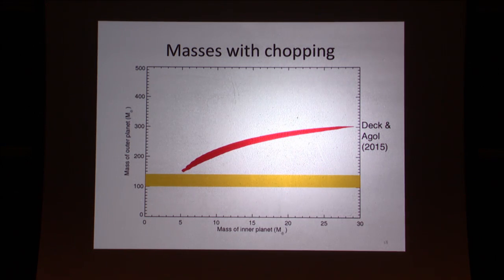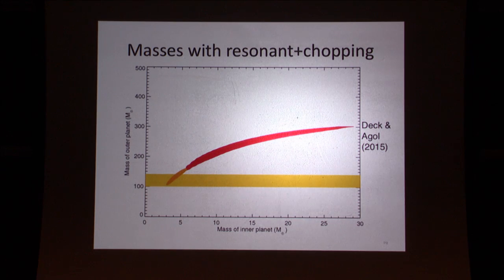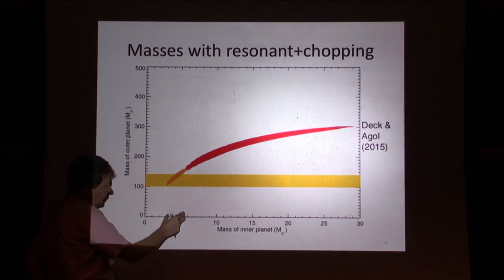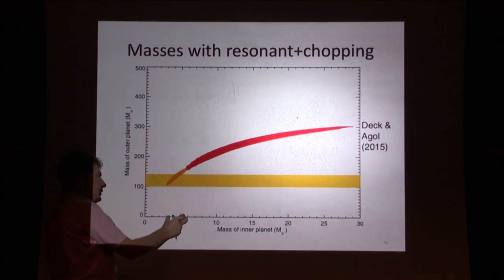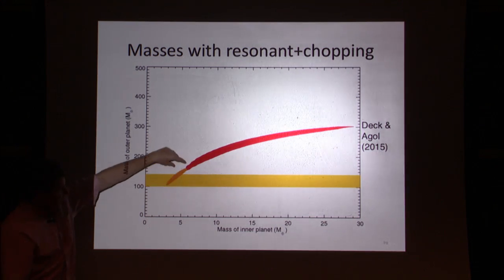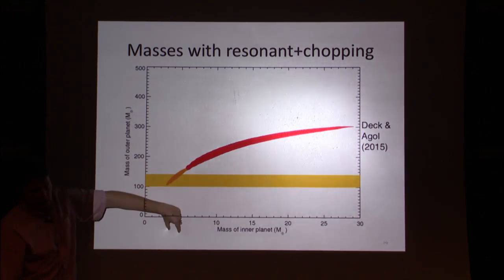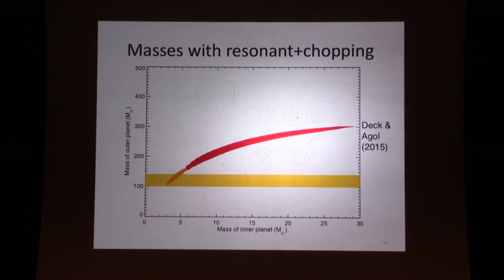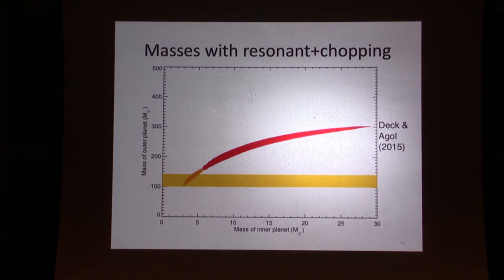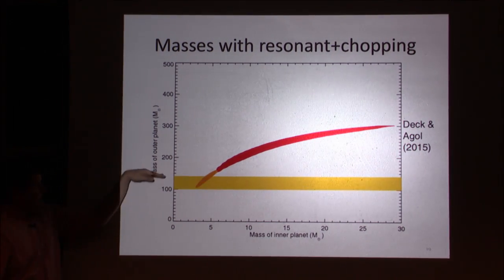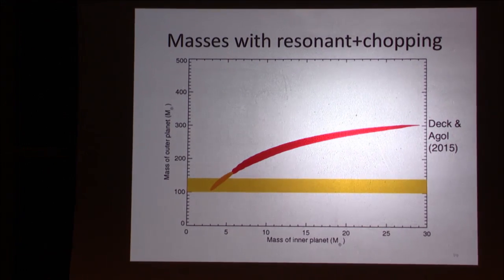Okay, so now if you combine these two constraints of chopping and resonance, then you get this much smaller 68% contour region, and you can measure the masses of both planets. Really, you're using the mass of this outer planet to break this mass eccentricity degeneracy, and you get the mass of the inner planet. And when I say inner, I actually mean that middle planet. I'm ignoring the innermost one at 34 days. So these planets are at, this is the one at 65 days and the one at 125 days.